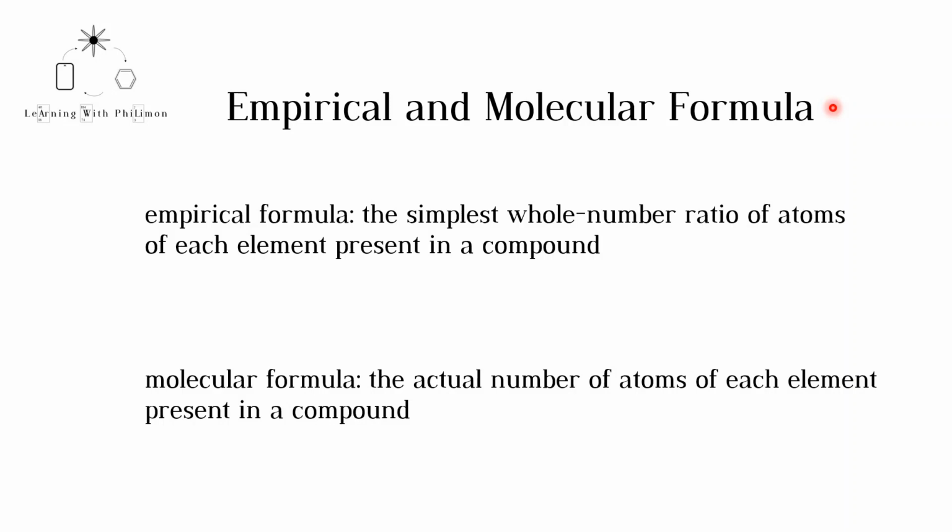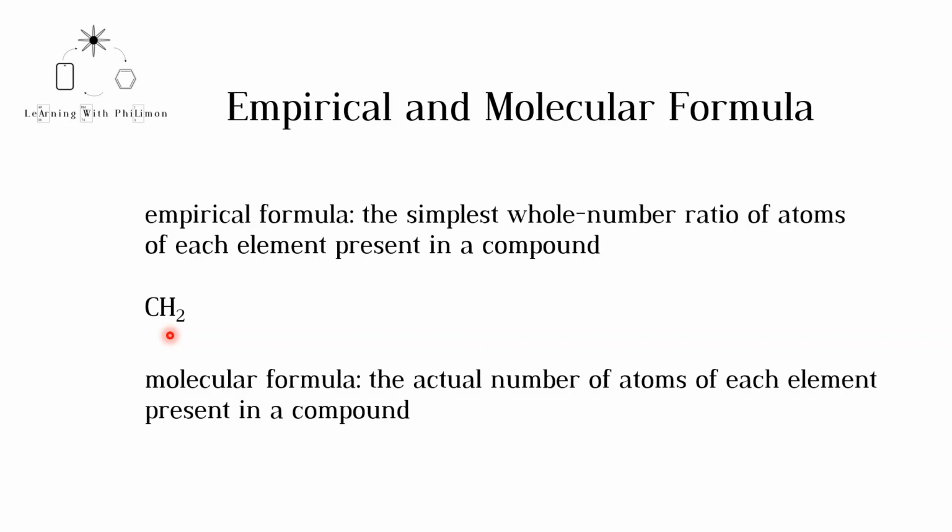In this video, we will be looking at how to determine the empirical and molecular formulae of a compound. The empirical formula is defined as the simplest whole number ratio of atoms of each element present in a compound. A compound could have the empirical formula CH2. This means that for every one carbon atom, there are two hydrogen atoms present in the compound.